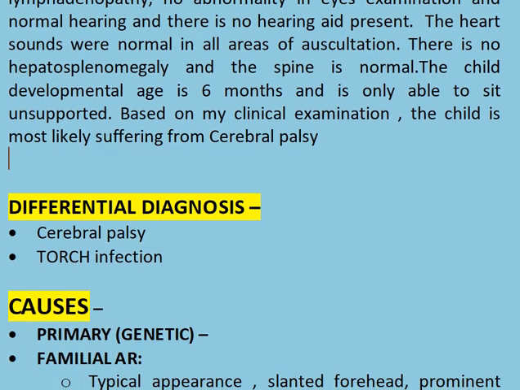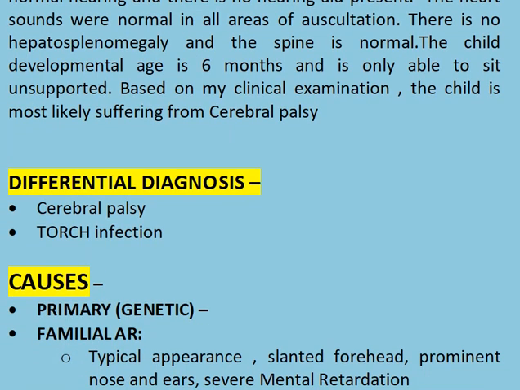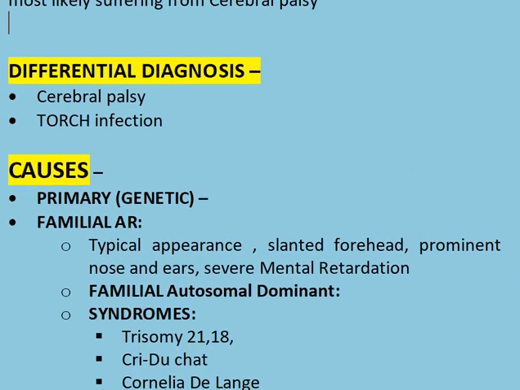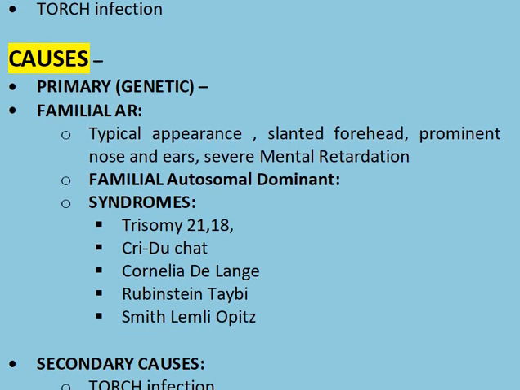So the differential diagnosis can be cerebral palsy or TORCH infections. And the causes of microcephaly can be primary genetic causes, then familial autosomal recessive, which have the typical appearance like the slanting forehead, prominent nose and ears, and mental retardation. Then the syndromes like trisomy, Cri-du-chat, Cornelia de Lange, Rubinstein-Taybi, and Smith-Lemli-Opitz. These are the syndromes that are associated with microcephaly.